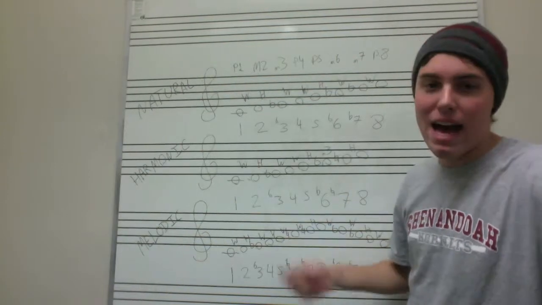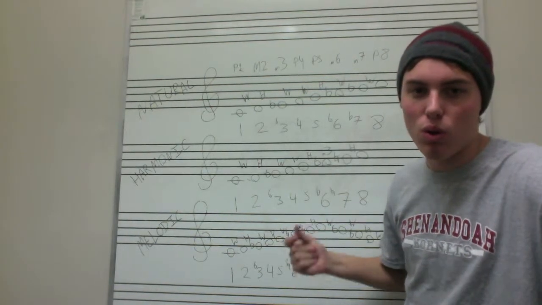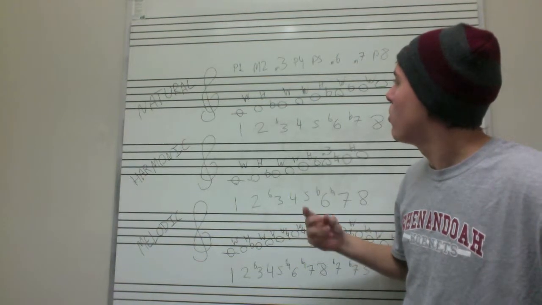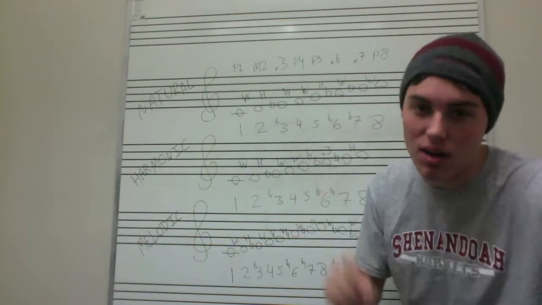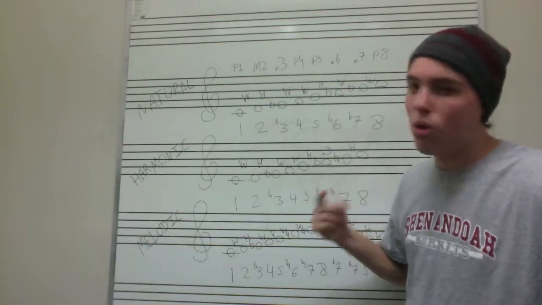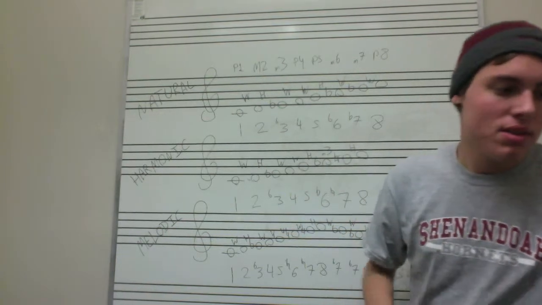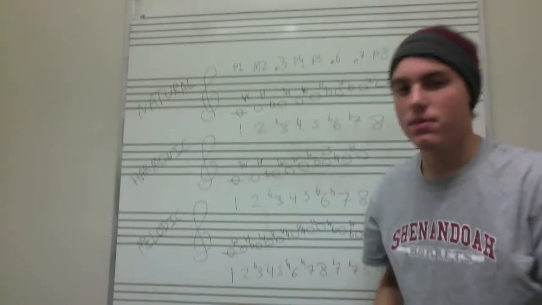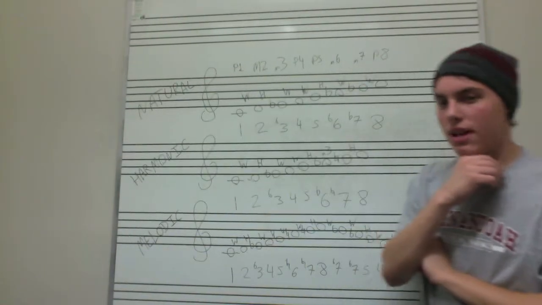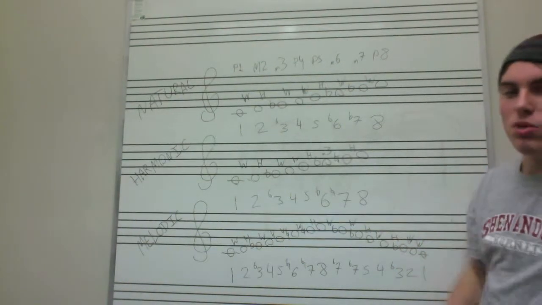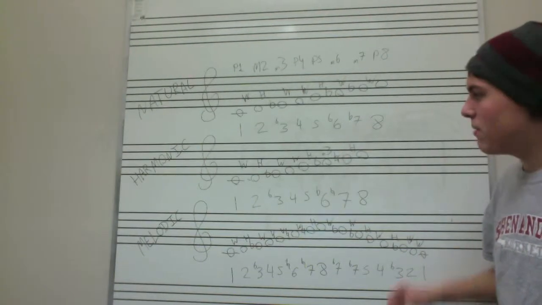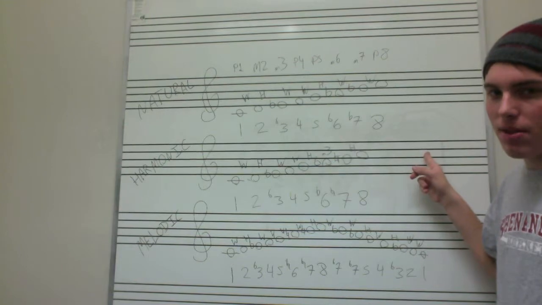We have whole, half, whole, half, whole, whole. No, it's whole, half, whole, half, whole. I'm sorry. Whole, half, whole, half, whole. It's the new pattern. I'll edit that out. But okay, so moving on to the next scale here, we have our harmonic minor scale.